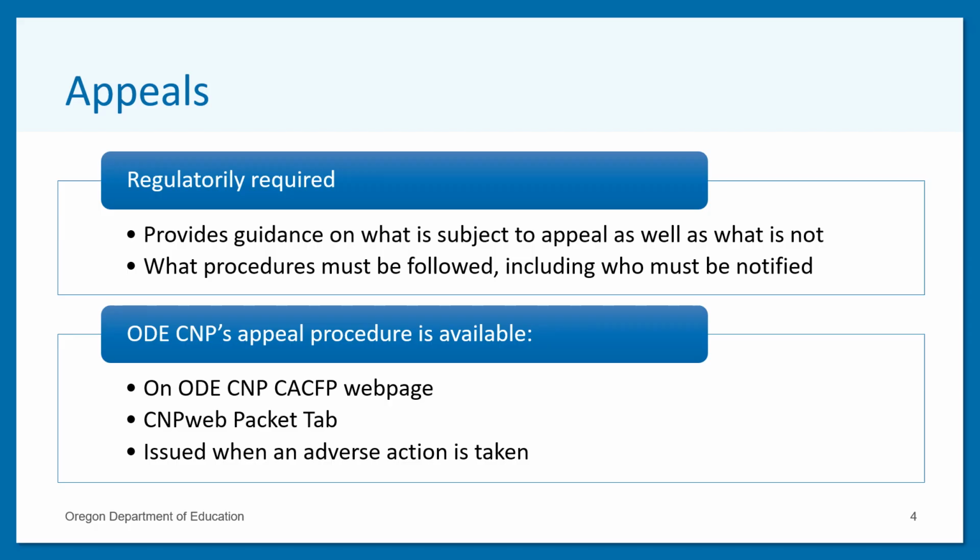The Oregon Department of Education is required to develop an appeal process that adheres to regulatory requirements when a sponsor or responsible principal and individual requests a review of any action that is subject to appeal. ODE CNP's CACFP appeal procedure is available on the ODE CACFP webpage, CNP Web Packet tab, and is issued any time CNP takes an adverse action against a sponsor that is an appealable action.